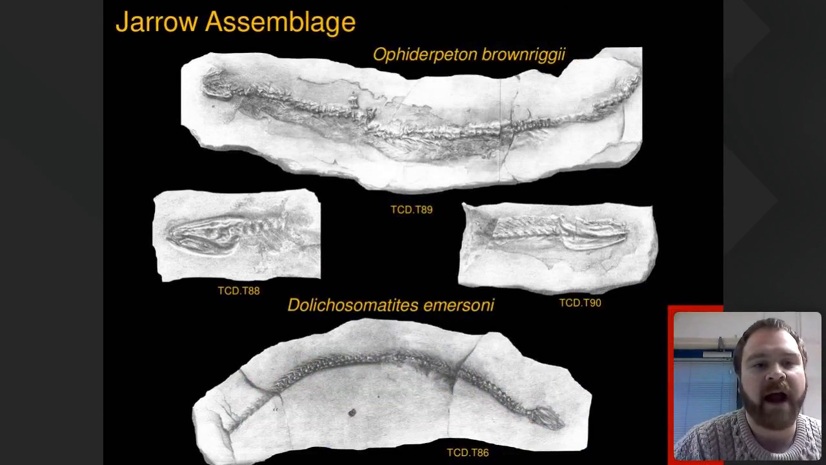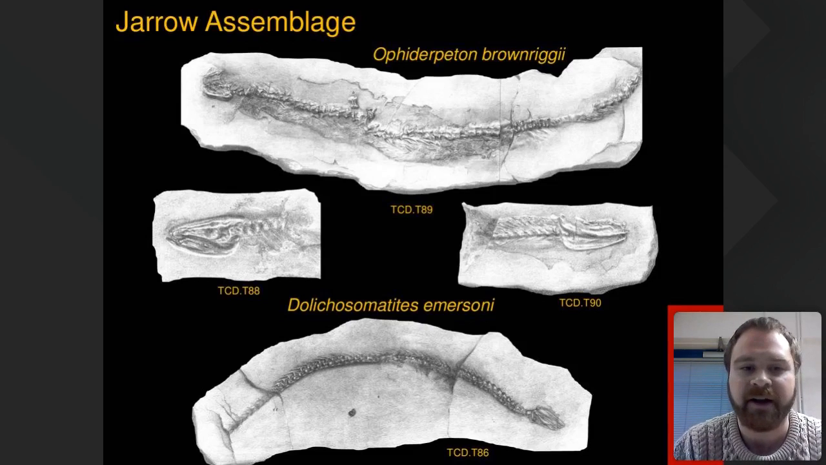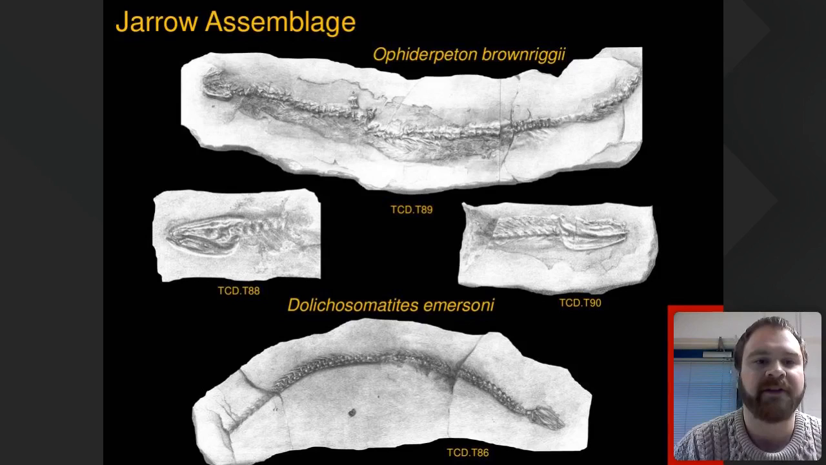So aïstopods are a clade of tetrapod that sit on the tetrapod stem. They have these fenestrated skulls, elongated eel or snake-like bodies, and they lack any limbs and have these sickle-shaped pectoral girdles. Although the Jarrow assemblage doesn't mark the oldest appearance in the geological record of aïstopods, it does mark the first kind of described aïstopods.